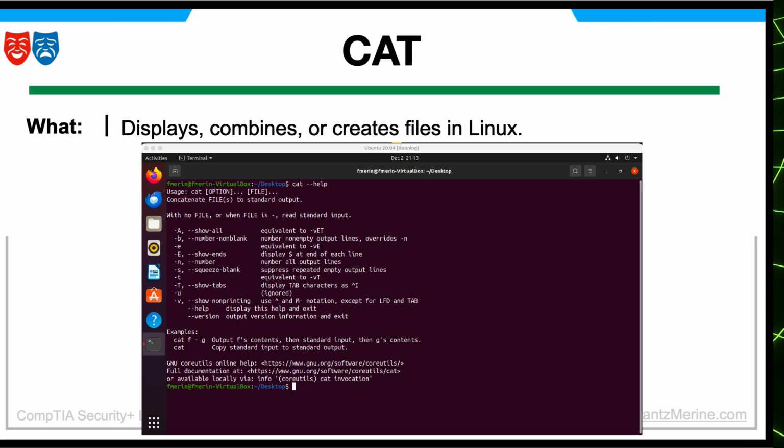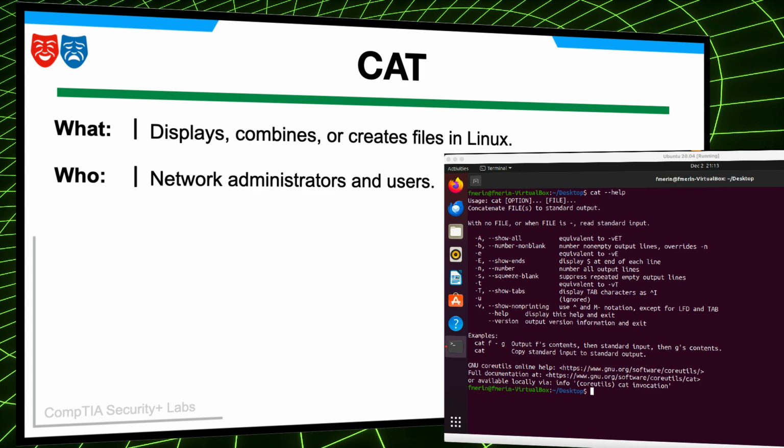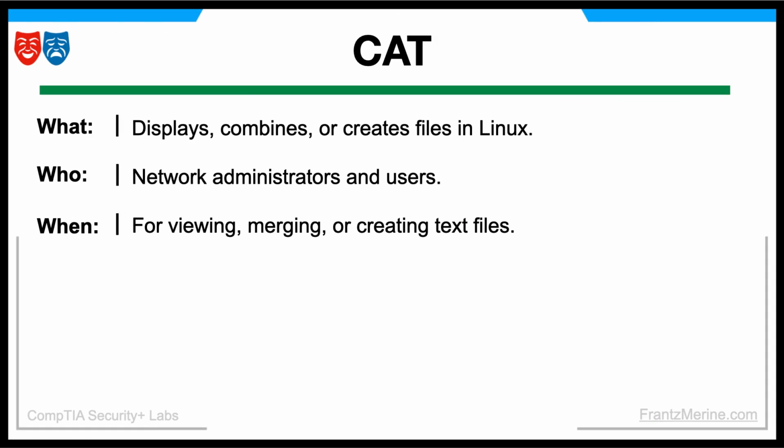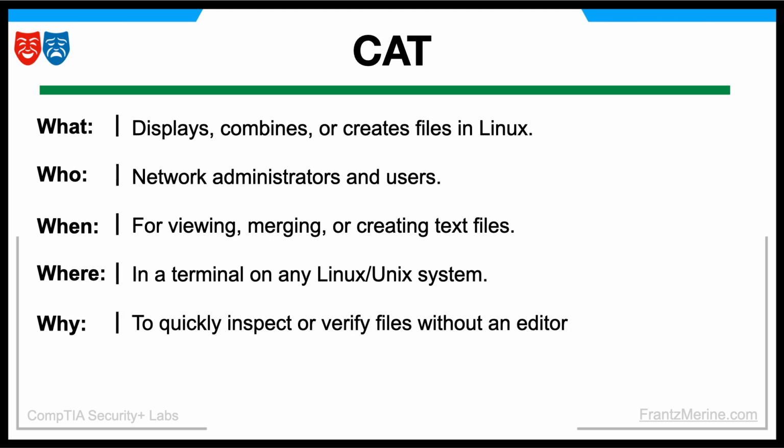So what is the CAT command? The CAT command is used in Linux to concatenate and display file contents. System administrators, developers, and anyone working with text files in Linux use the CAT command. It is used when you need a quick preview of a file's content. It is primarily used in Linux and Unix terminal environments within scripts or directly in the command line, and is used to quickly inspect or verify files without loading the entire document.